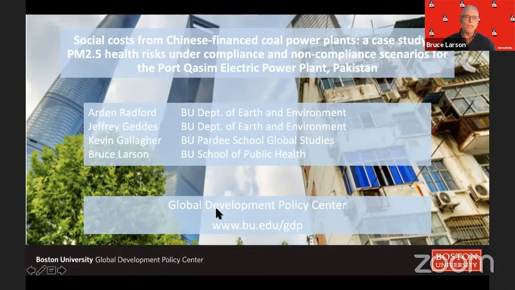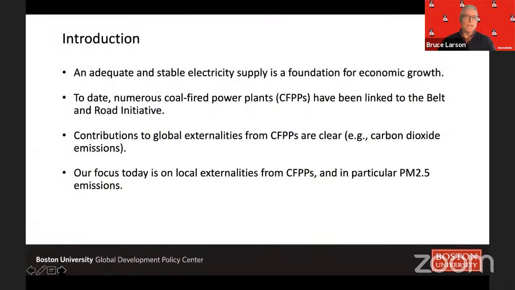Okay, so hopefully you can see my screen. Yes. And we're moving on to the second. So for our introduction, we all know that an adequate supply of electricity is important for economic growth and just for our basic economic lives. We're all sitting around in offices right now benefiting from good electricity supply, I suspect.